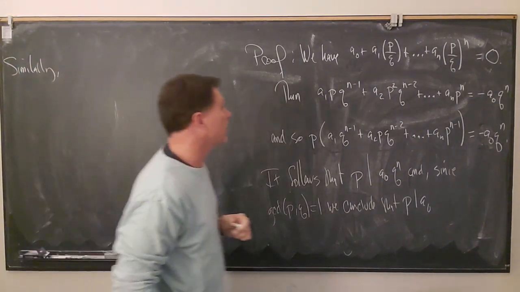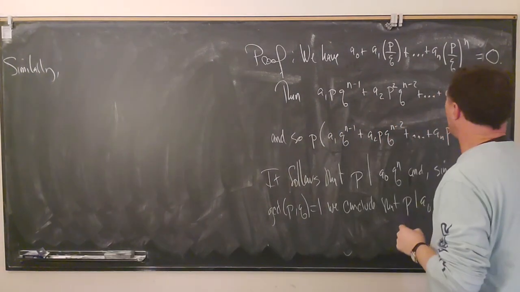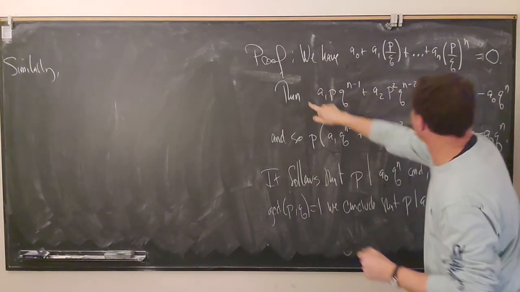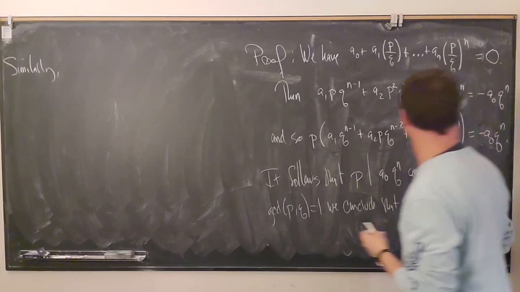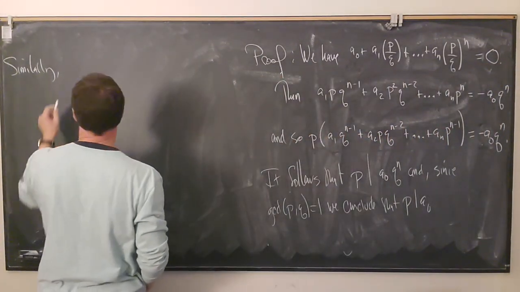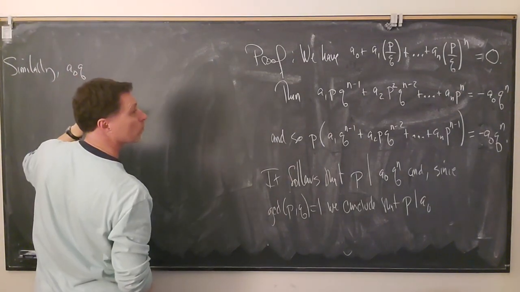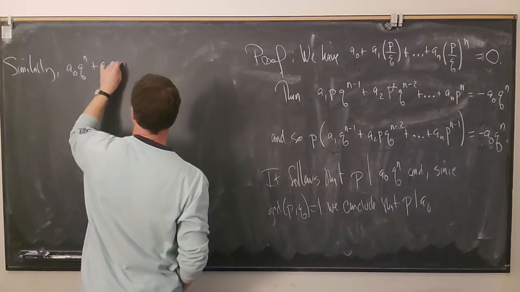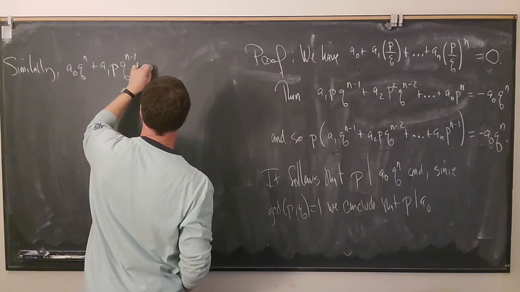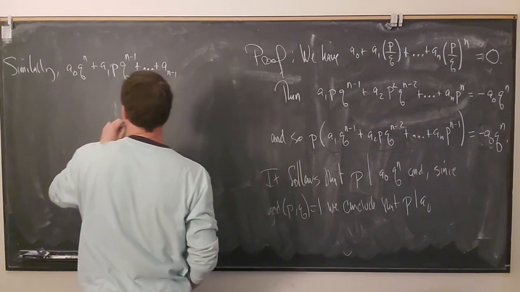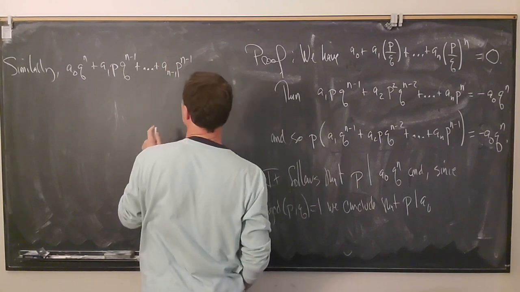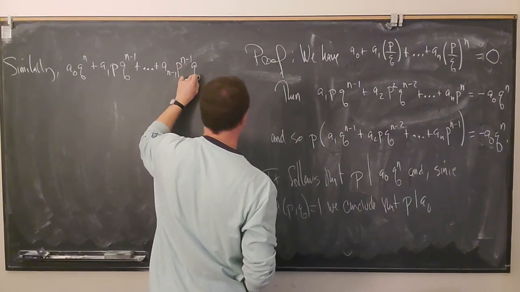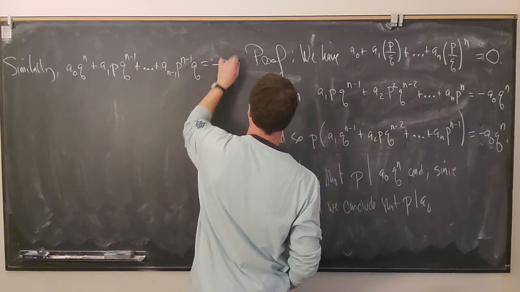So now what I want to do is go back to this equation right here, put the a0 q to the n back on that side, and move this last term to the other side. So similarly, what we would get is a0 q to the n plus a1 p q to the n minus 1 plus dot dot dot plus a sub n minus 1 p to the n minus 1 is equal to minus a n p to the n.